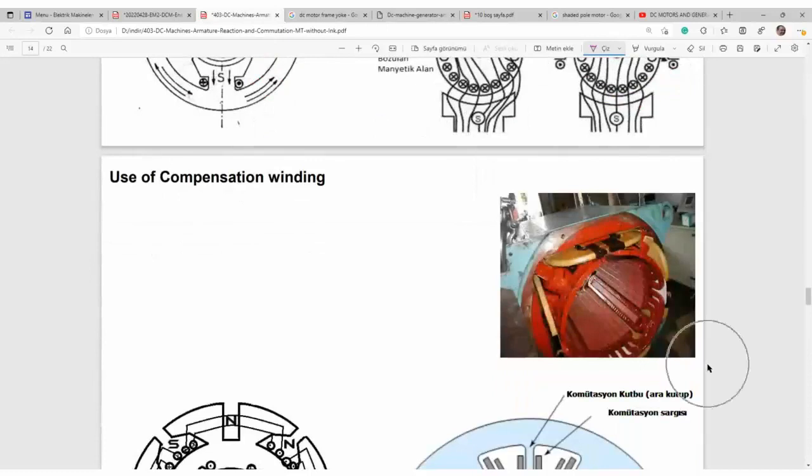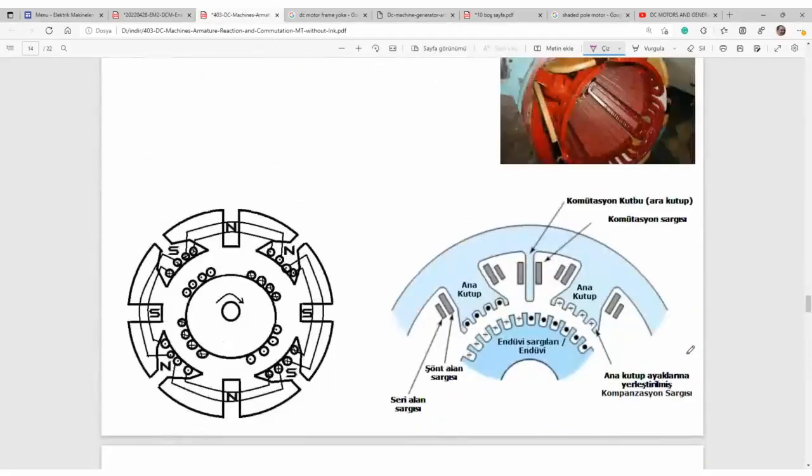Compensation winding, I made it just now. Here you see main poles. Here's the interpole. Sometimes we say commutation pole or auxiliary pole. Commutation pole, auxiliary pole. And here are compensation windings. Those are compensation winding.